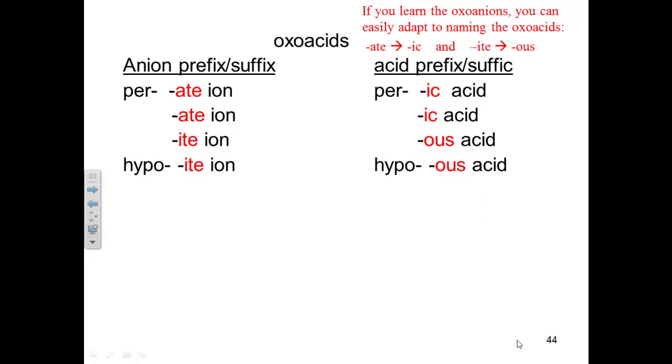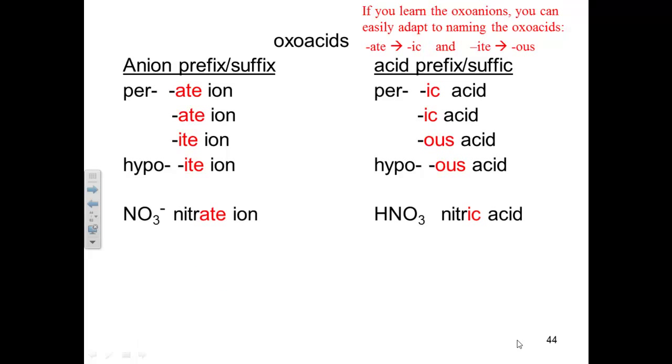So we know that the oxyanions are perate ion, ate, ite, and hypoite. Those convert, if you're talking about the acid, to a peric acid, an ic acid, an ous acid, or a hypo-ous acid.